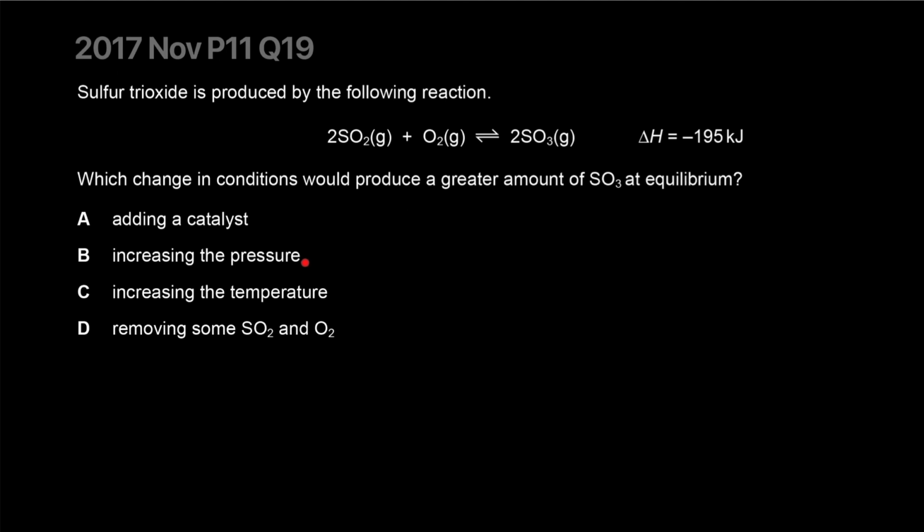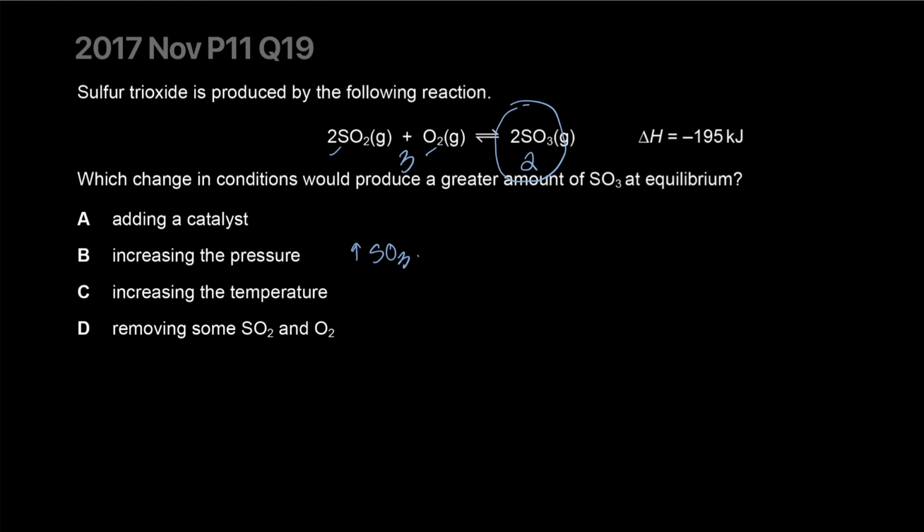Increasing pressure will favor the side with the least moles of gas, because you have 3 moles on the left and 2 moles on the right. Increasing the pressure will favor this side and produce more SO3. More SO3, yay! Increasing the temperature.